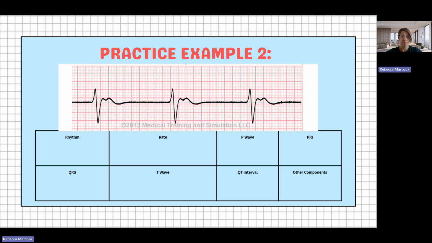So here's your rhythm. So please interpret the rhythm if you would like to. So please pause if you would like to. I'm going to move on to the interpretation.